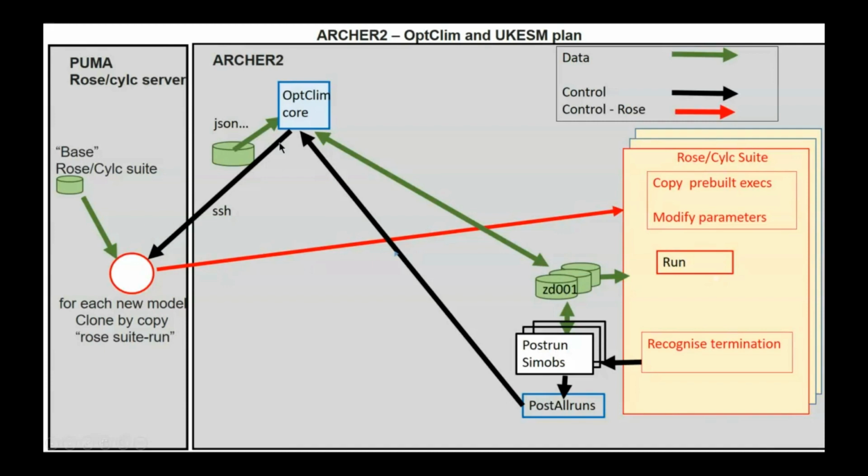So there's a problem in how OPTCLIM can communicate the fact that it wants a new clone of a suite to be made. Communicating that request to Puma is a problem. And we decided to solve it by using a piece of software we had.